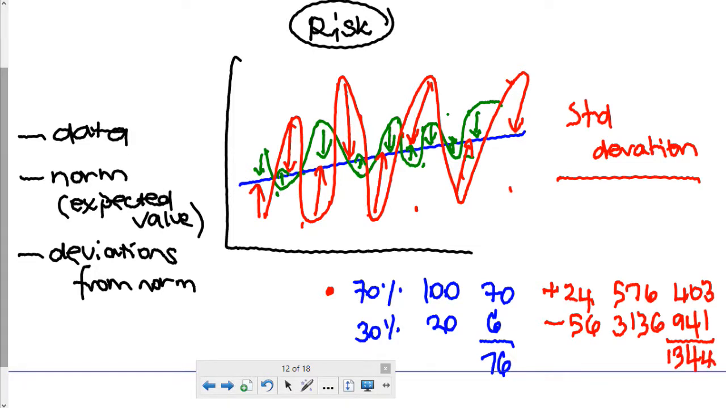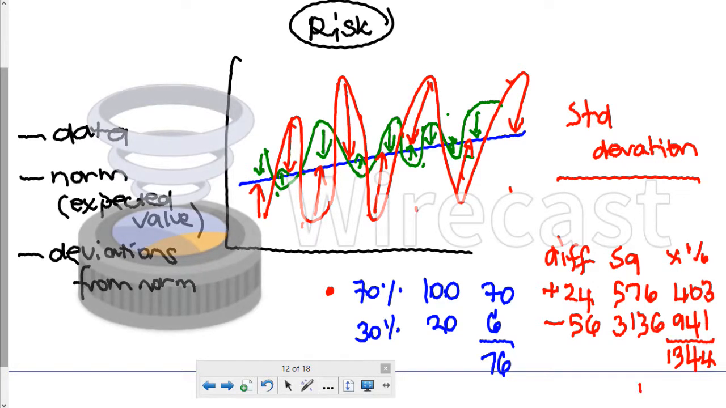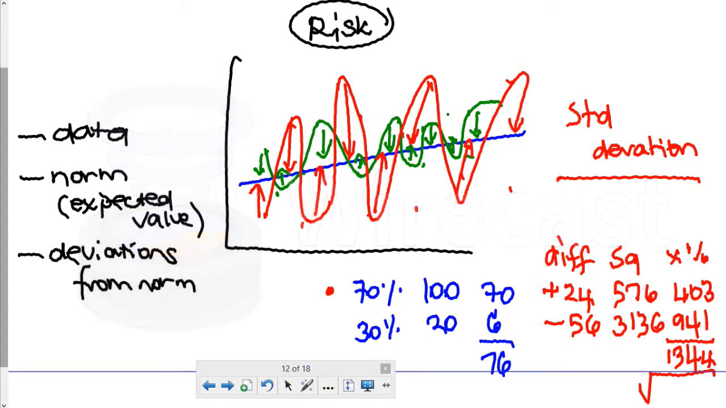That's 1344. But I had squared over here, isn't it? So this is squared. This is difference. This is square. This is times percentage probability. And now I'm going to square root it. My square root sum is on the wrong thing, because what I want to do is square root the 1344. So let me do that.